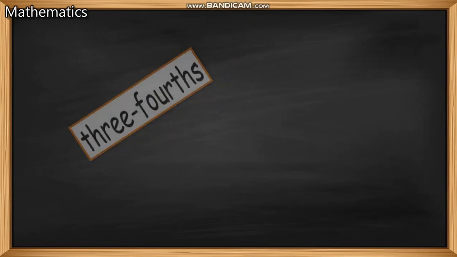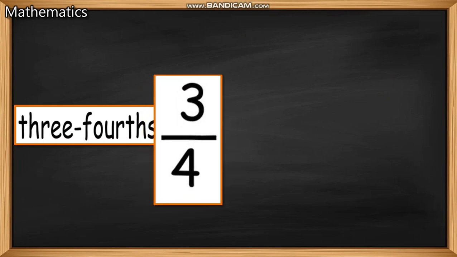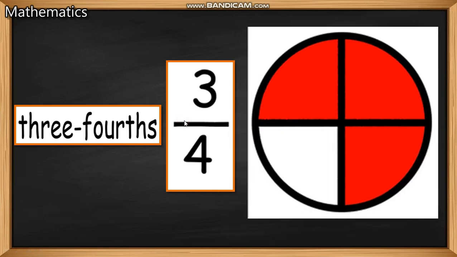Next, this one, 3/4. How can we read it? 3/4. Then how can we write 3/4 using numbers? I am showing 3 above and 4 below. How can we read this? 3 by 4, or you can read 3/4. Okay, then I am showing a circle to you.